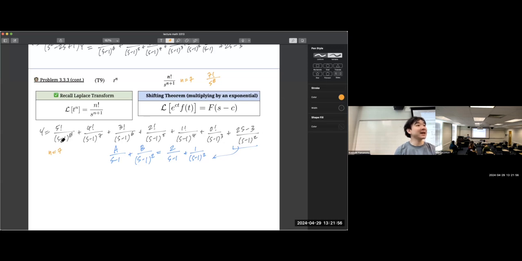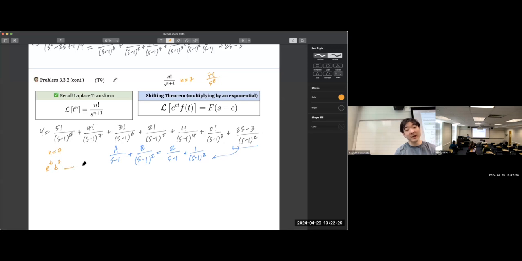It's been shifted, right? Because it's s minus 1 on the bottom. So this looks like it's going to be an e to the t multiplied with t to the 7th, right? That's what it looks like to get that. But the issue is that t to the 7th would give you 7 factorial over s minus 8. Well, of course, if you do the e to the t, you'll get the shift.